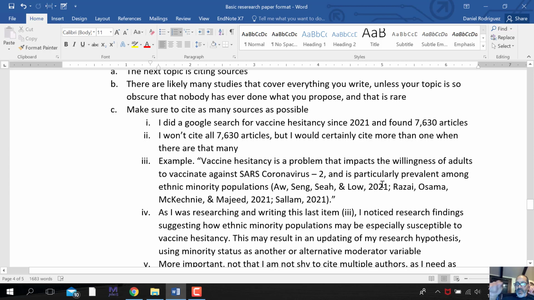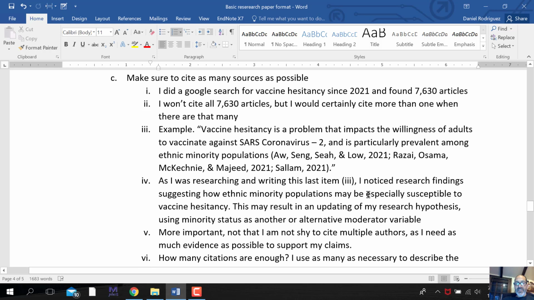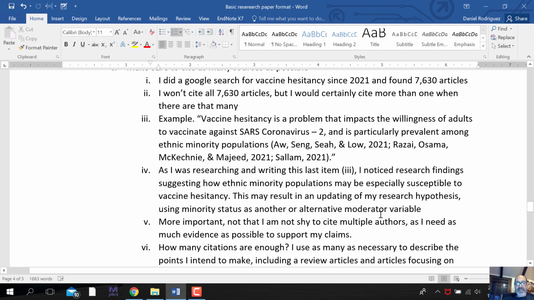Remember what I said earlier, that as you're reading, you might find new information, you may alter your hypotheses. Finding this means maybe I will do something different instead of just doing a moderation by sex. I might also use moderation by one's ethnicity.